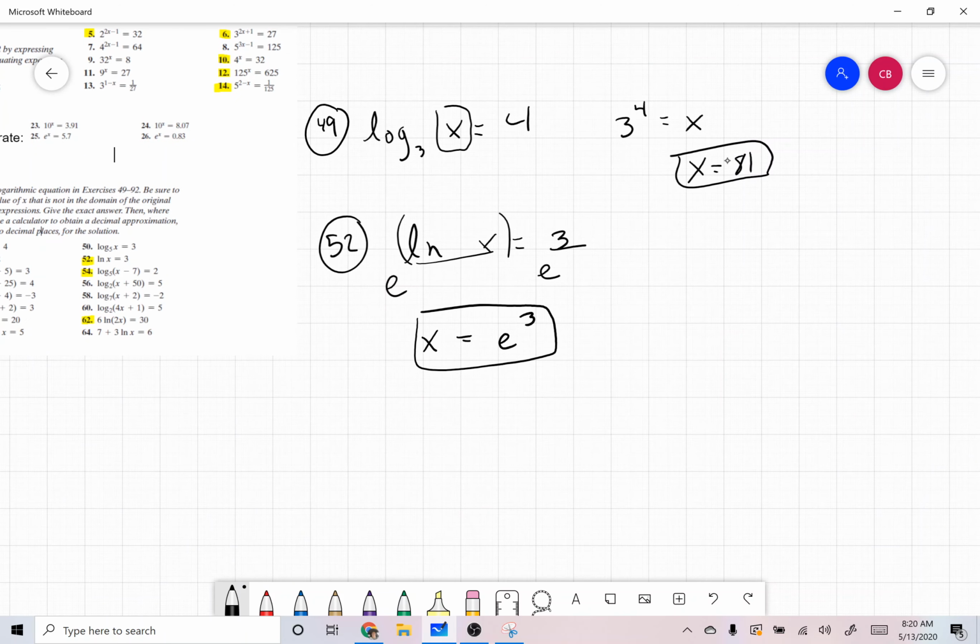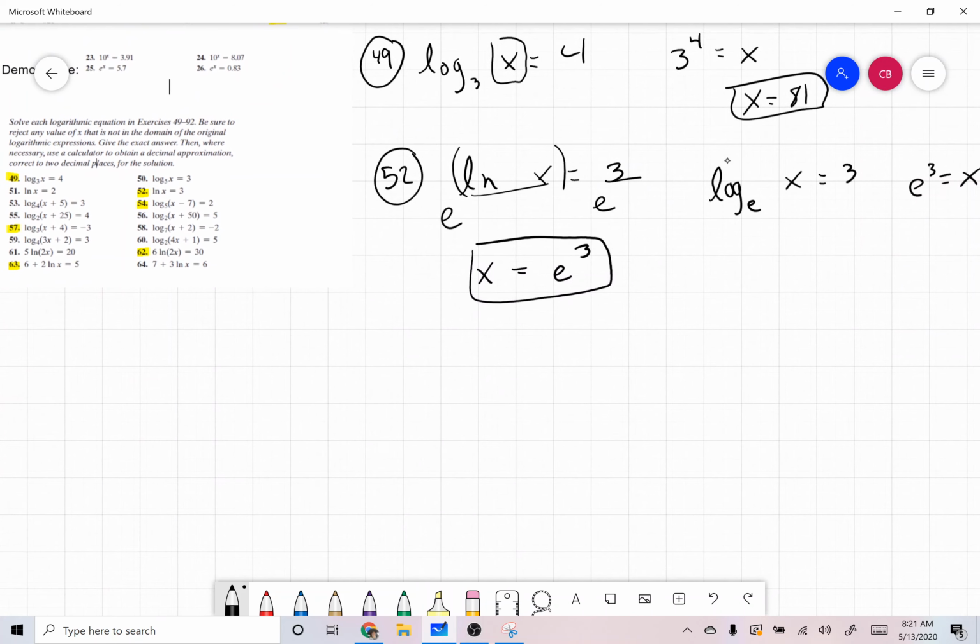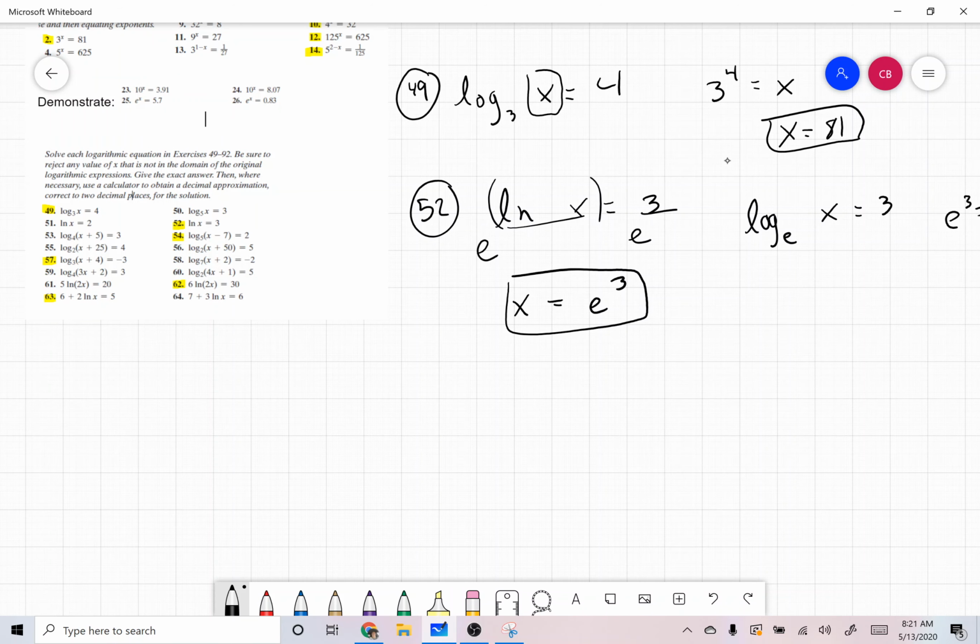Now you might say, why does it work that way? Well, remember ln is log base e. And so if we do it that way, then we have e to the third is equal to x. So it works either way. Let's do some of the other ones from before.